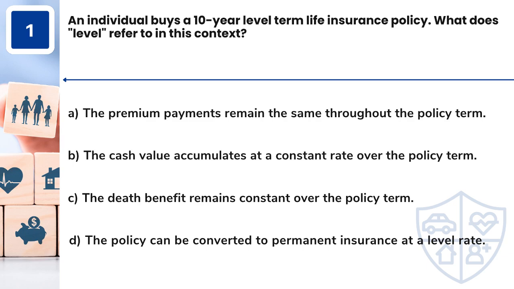Question 1. An individual buys a 10-year level term life insurance policy. What does level refer to in this context? A. The premium payments remain the same throughout the policy term. B. The cash value accumulates at a constant rate over the policy term. C. The death benefit remains constant over the policy term. D. The policy can be converted to permanent insurance at a level rate.